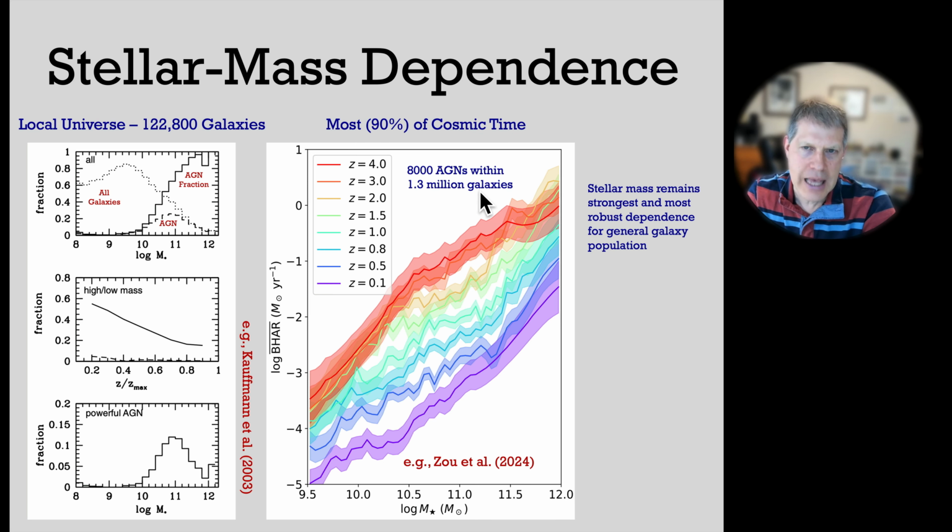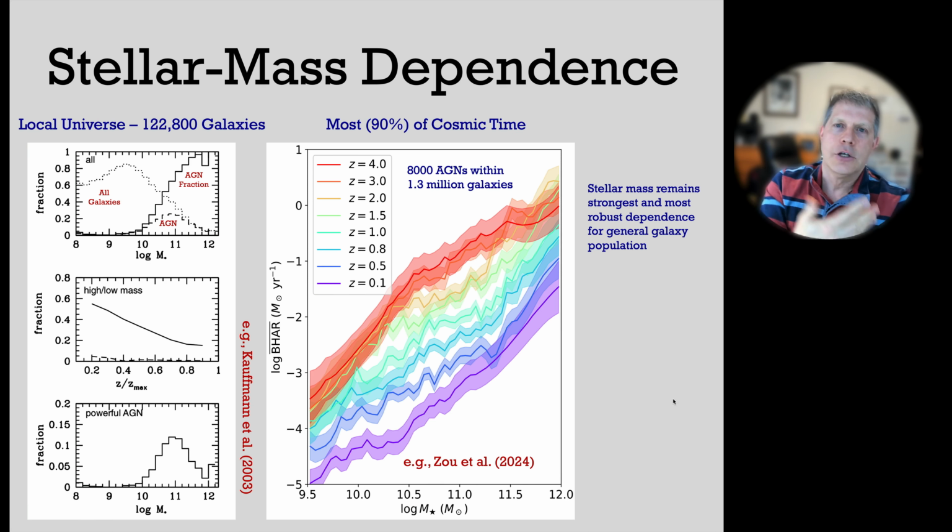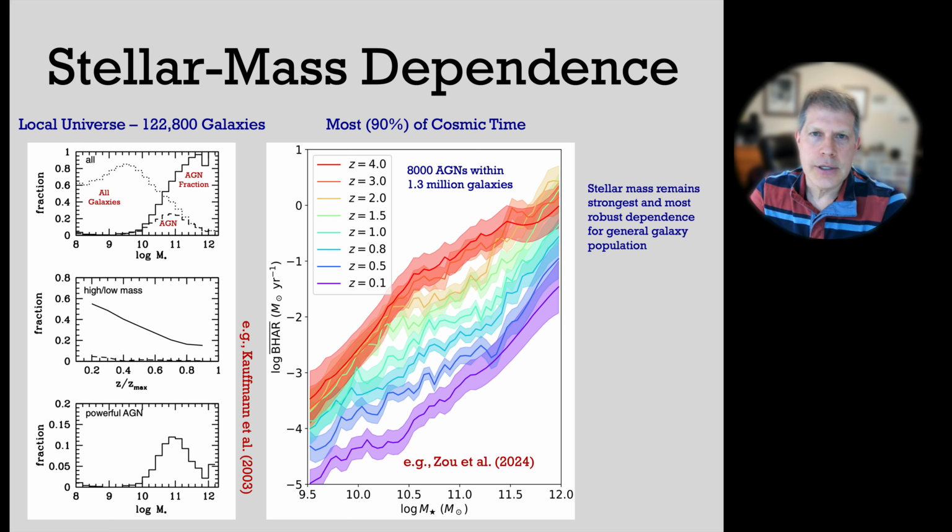And if you have a big enough sample, you can break that down as a function of mass in many different redshift bins and derive pretty good constraints. And that's what's been done in this specific work. Okay, so the stellar mass dependence is the strongest dependence in general in the local universe and over all of cosmic time, or at least 90% of cosmic time that can be measured in this work, for example. And again, this is an orders of magnitude strong dependence, as you can see.